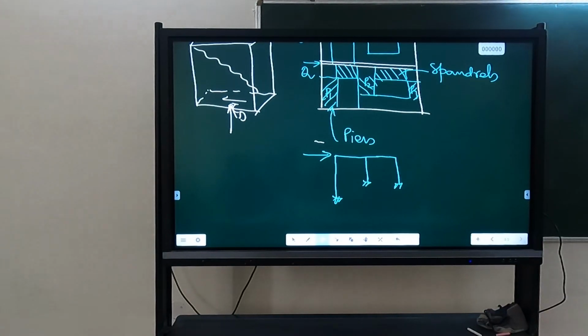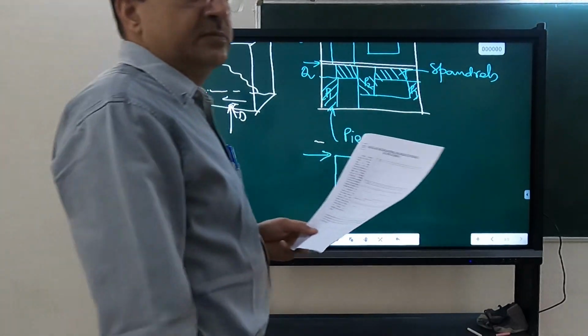Any other question? Please do this, because if you are not practicing, it will not be possible to do it in the exam. Let's look at question number 2 now. We have done this already yesterday, but just have a look. If you have any doubt, anything you want to ask.